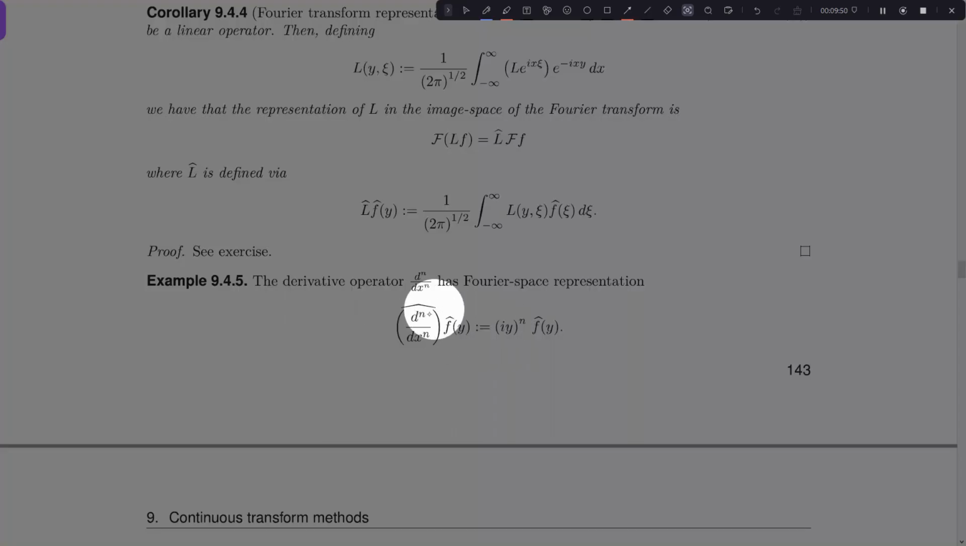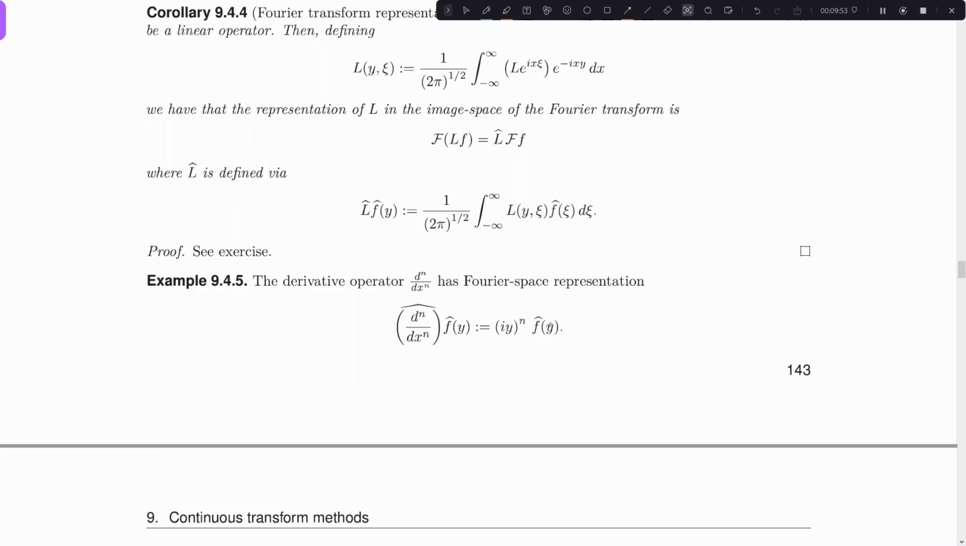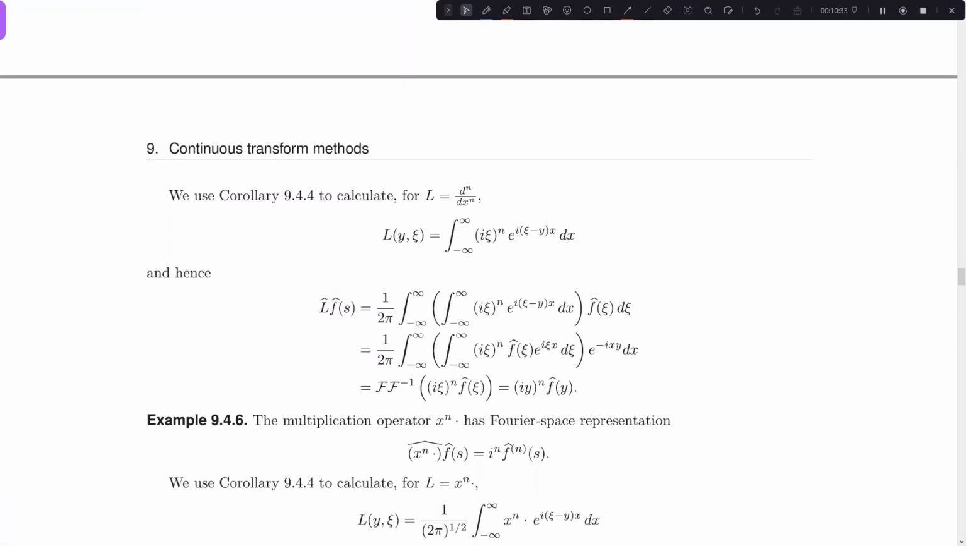And this makes my life easy when it comes to derivatives too, because I don't pick up any of those initial value terms, which is great. All we get, the symbol of the nth derivative, is iy to the nth power, so that's very useful. And I'm going to represent the symbol with a hat here as well. It makes a lot of sense. If I'm transforming that operator, that's how it gets represented.